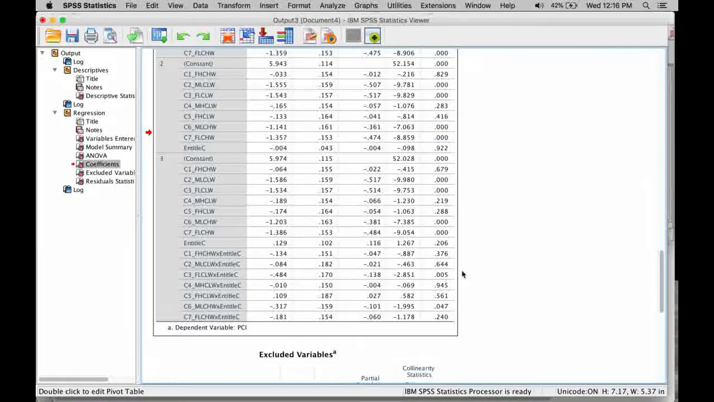So what does all that mean? So we have females, low competence, low warmth. Their PCI scores go down as entitlement goes up. And we have males, low competence, high warmth. Their PCI scores go down as entitlement goes up. So I'm hoping that makes some sense to you based on the papers that you've been reading.